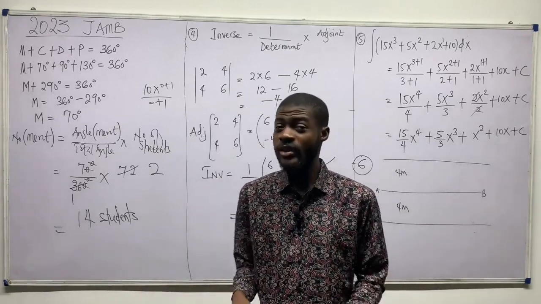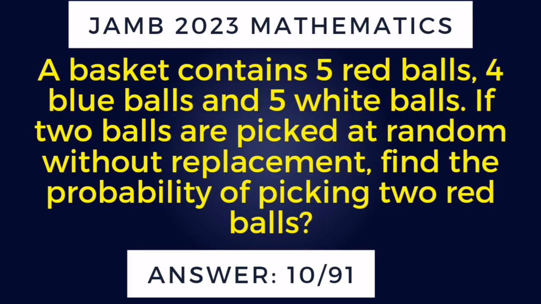So let's look at question number 7. Oh, it's a probability question. A basket contains 5 red balls, 4 blue balls, and 5 white balls. If 2 balls are picked at random without replacement, find the probability of picking 2 red balls.